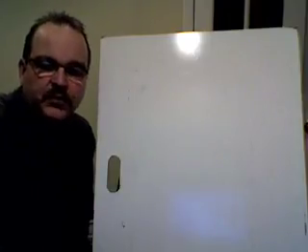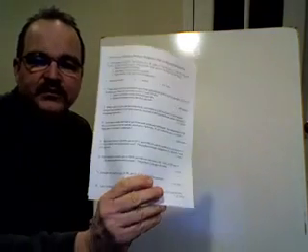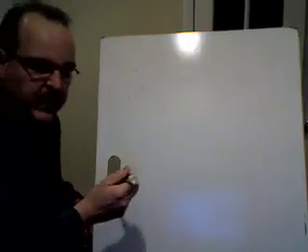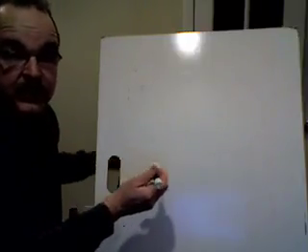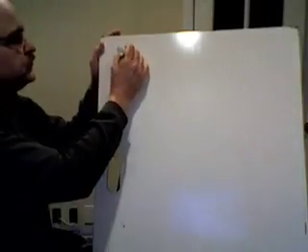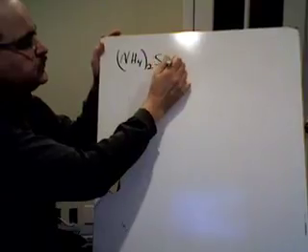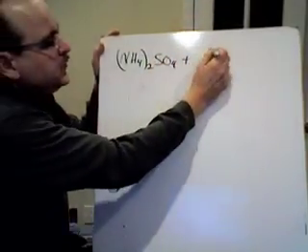I want to work through problem number 3. So if you pull this little sheet out, it looks like this. We're going to look at number 3 on that sheet. What we're going to do is react ammonium sulfate and aluminum hydroxide. Ammonium sulfate, aluminum hydroxide.